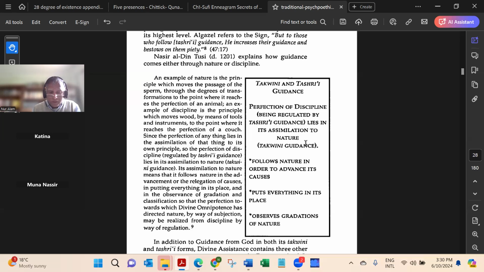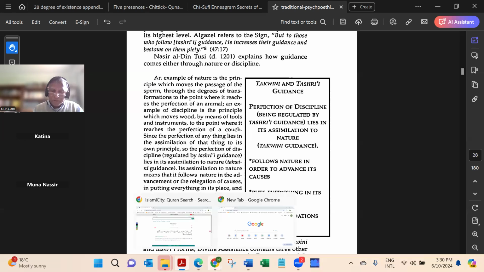which moves wood by means of tools and instruments to the point where it reaches the perfection of a couch. So to make a couch, you needed to use tools and instruments to make the wood as a furniture or as a couch, right? So we basically assimilated the natural things to bring a new thing which is useful to us. So at this stage, he's talking about Takwini guidance, which is basically divine guidance built into the nature.